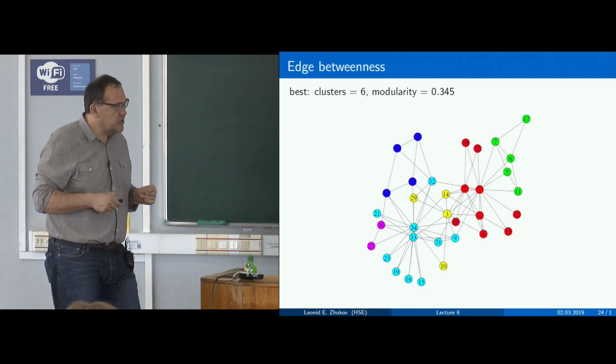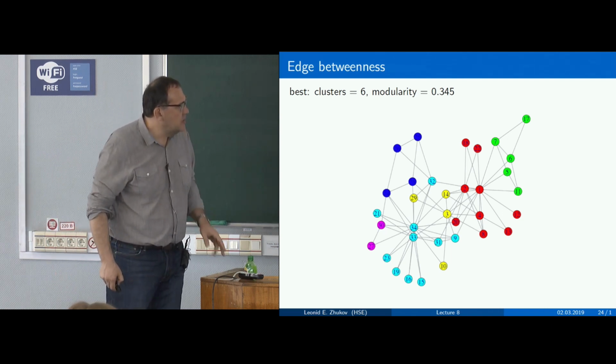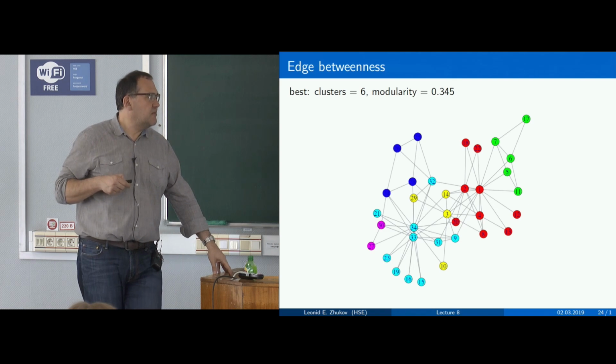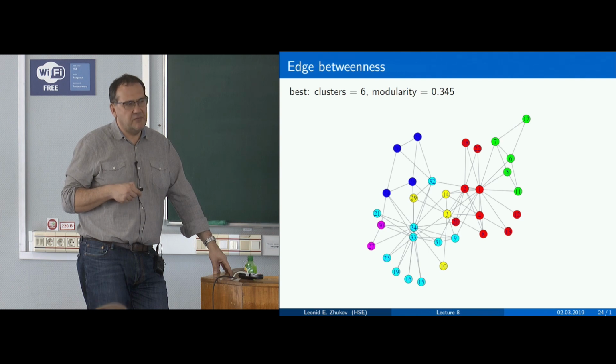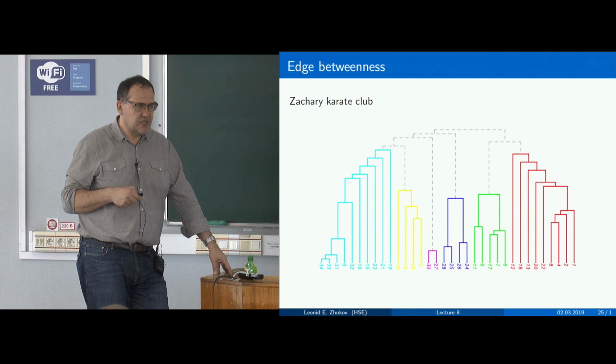So the next two lectures, we'll actually dedicate to the algorithms for community detection. There are quite a few of them now, and some of them are very efficient. Some of them are less efficient. Some of them give you better quality, some worse quality. They're optimizing different things.